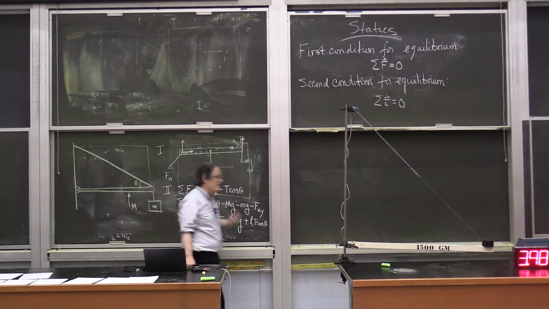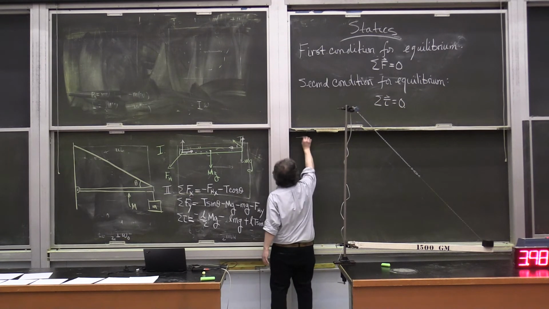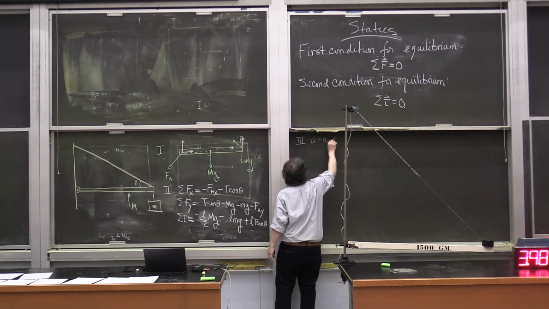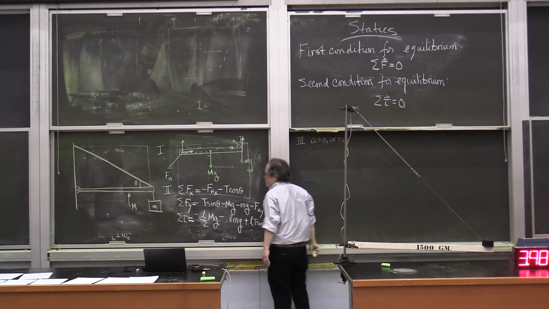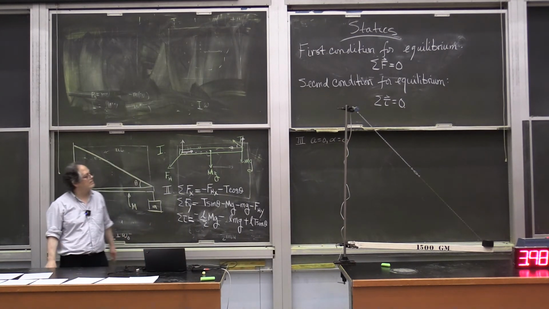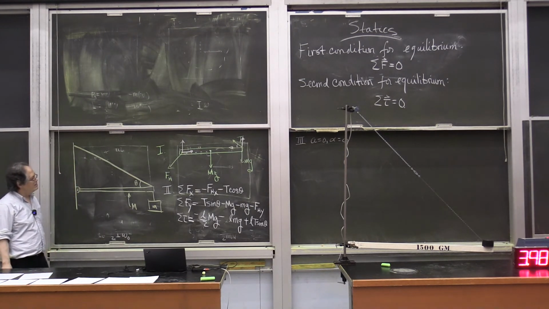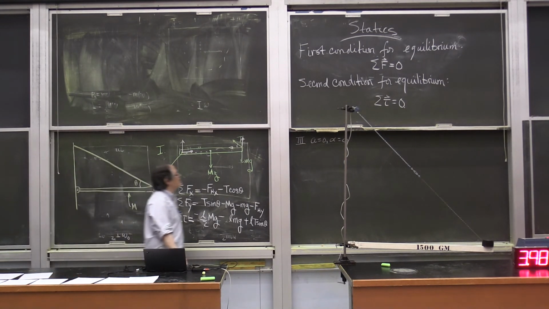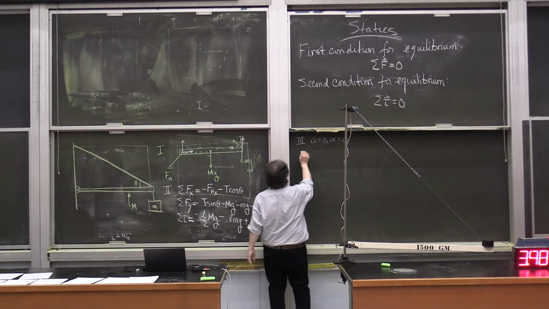Then I do step 3. Well, step 3 is easy. All the accelerations are 0. Nothing's moving. Step 4, set F equal to ma and torque equals I alpha, and solve.